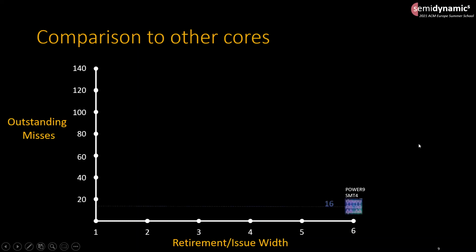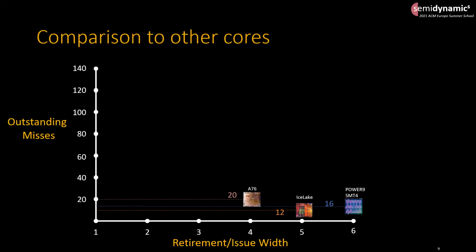Let's start at the beginning with the Power 9, a very powerful 6 wide out of order core supporting four threads by IBM. These can do 16 requests to the memory system, so it's not bad. Another relatively recent core is Ice Lake from Intel, a 5 wide core that can make 12 requests to the memory system when missing the L1 cache. The ARM A76, we found, is a 4 wide machine supporting 20 outstanding cache misses.